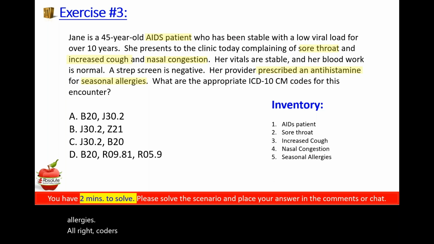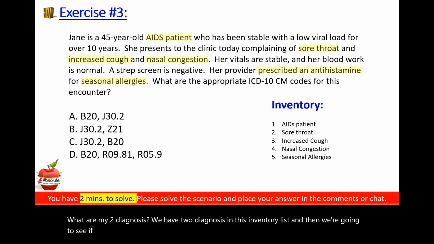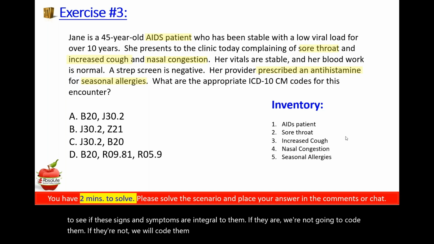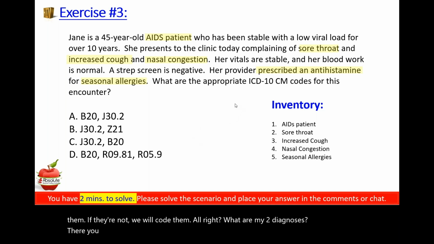All right, coders. Question. What are my two diagnoses? We have two diagnoses in this inventory list, and then we're going to see if these signs and symptoms are integral to them. If they are, we're not going to code them. If they're not, we will code them. What are my two diagnoses? There you go. People are saying AIDS patient and seasonal allergies.